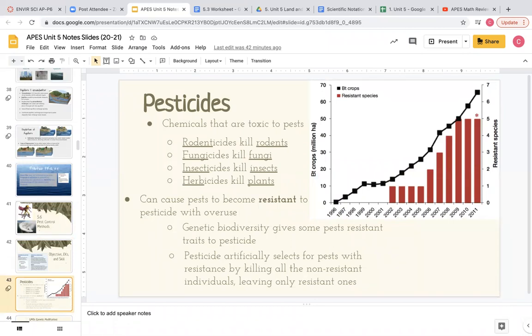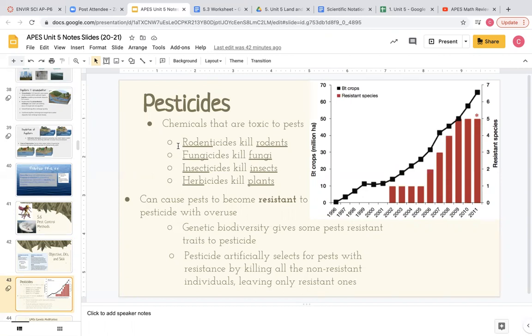Okay, so pesticides are basically chemicals that are considered toxic to pests. And so pesticide is basically your overall umbrella word, and then you have different chemicals that fall under the category of pesticides. And so you have something called a rodenticide, which is obviously used to kill rodents. Fungicides kill fungi. Insecticides kill insects, and herbicides kill plants.